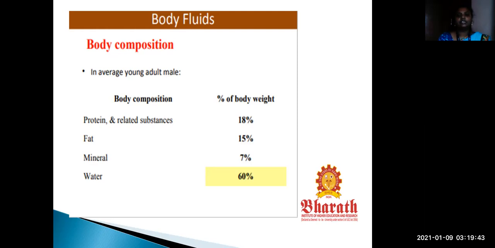If it does not hold, then our body weight exceeds, and some of the organs do not work properly. Why? Because this composition may vary. So this is the body composition level.